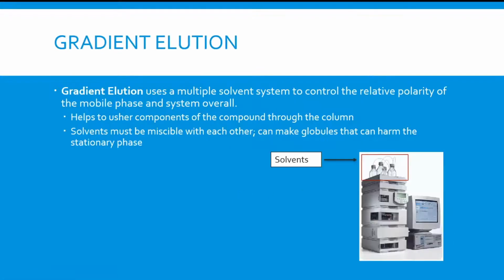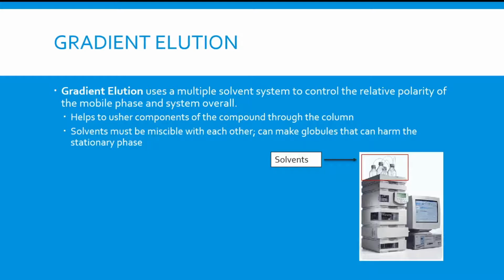A key principle related with HPLC is the idea of using gradient elution. And basically, the premise of it is that it uses multiple solvents to control the amount of components running through your column at any point. So basically, it's changing the relative polarity of the mobile phase in the system.